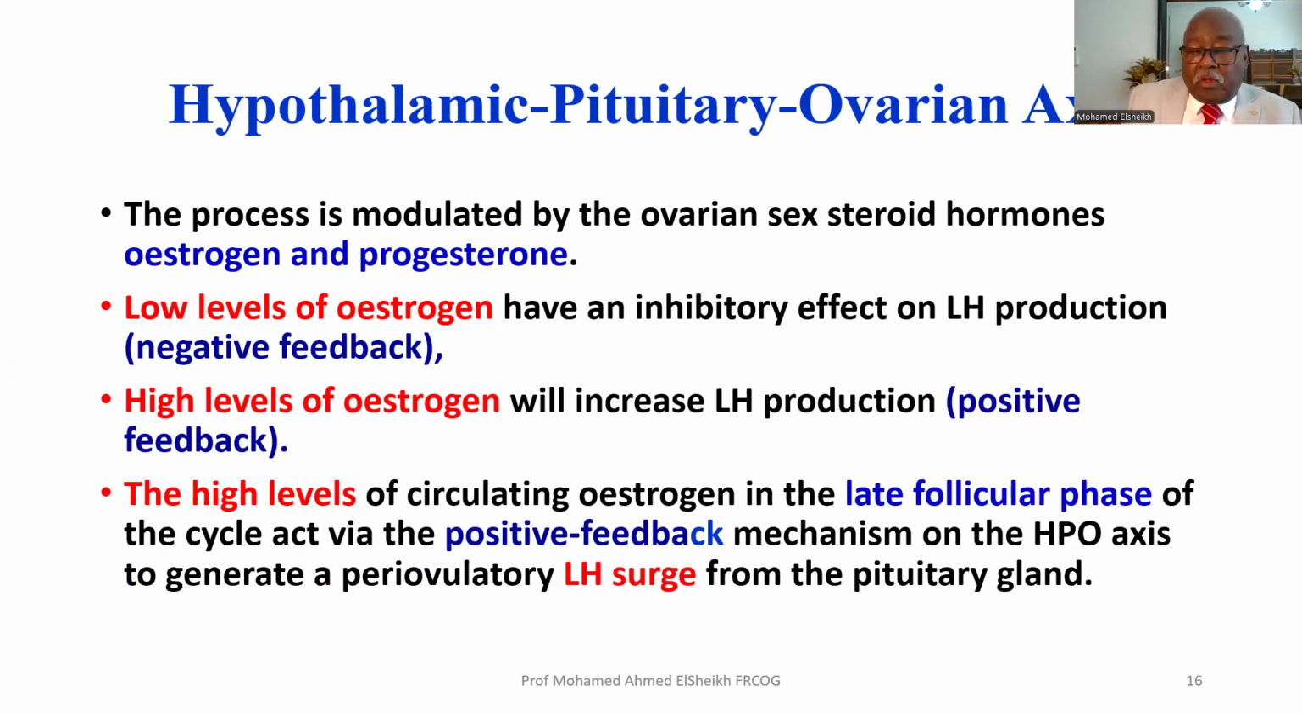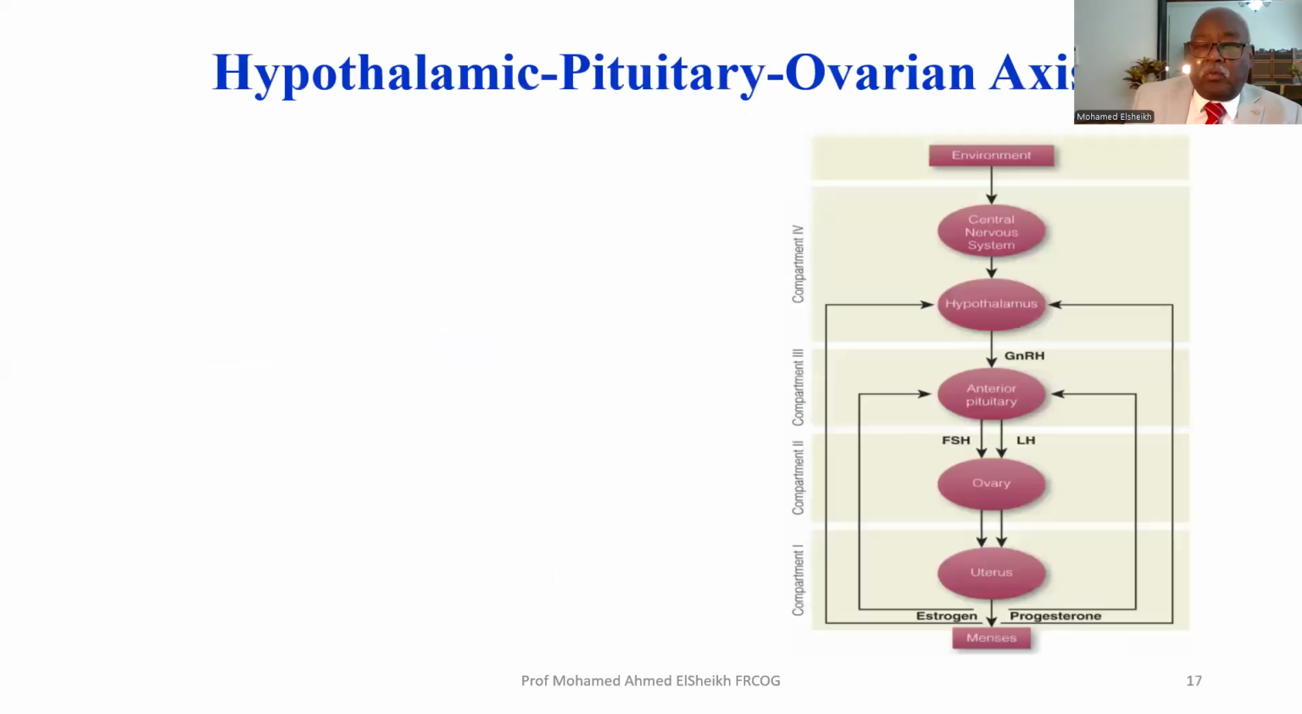The high levels of circulating estrogen in the late follicular phase of the cycle act by the positive feedback mechanism on the hypothalamic pituitary ovarian axis to generate a periovulatory LH surge from the pituitary gland. At the end of the follicular phase, the estrogen level will be high, acting on the pituitary, leading to production of the LH surge that will stimulate the growing follicle to ovulate.